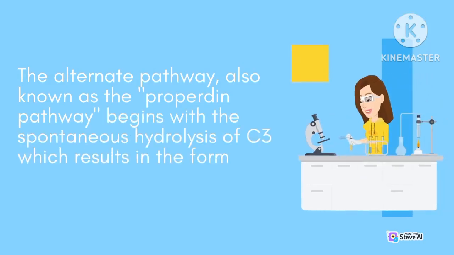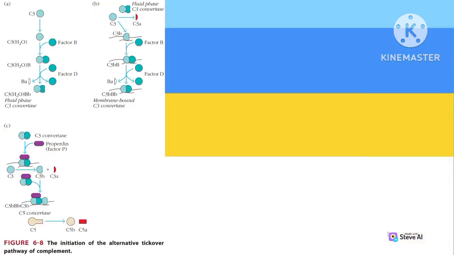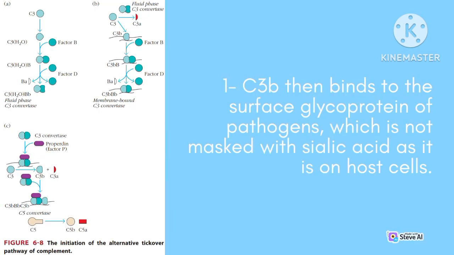The alternate pathway, also known as the properdin pathway, begins with the spontaneous hydrolysis of C3, which results in the formation of C3b. 1. C3b then binds to the surface glycoprotein of pathogens, which is not masked with sialic acid as it is on host cells.